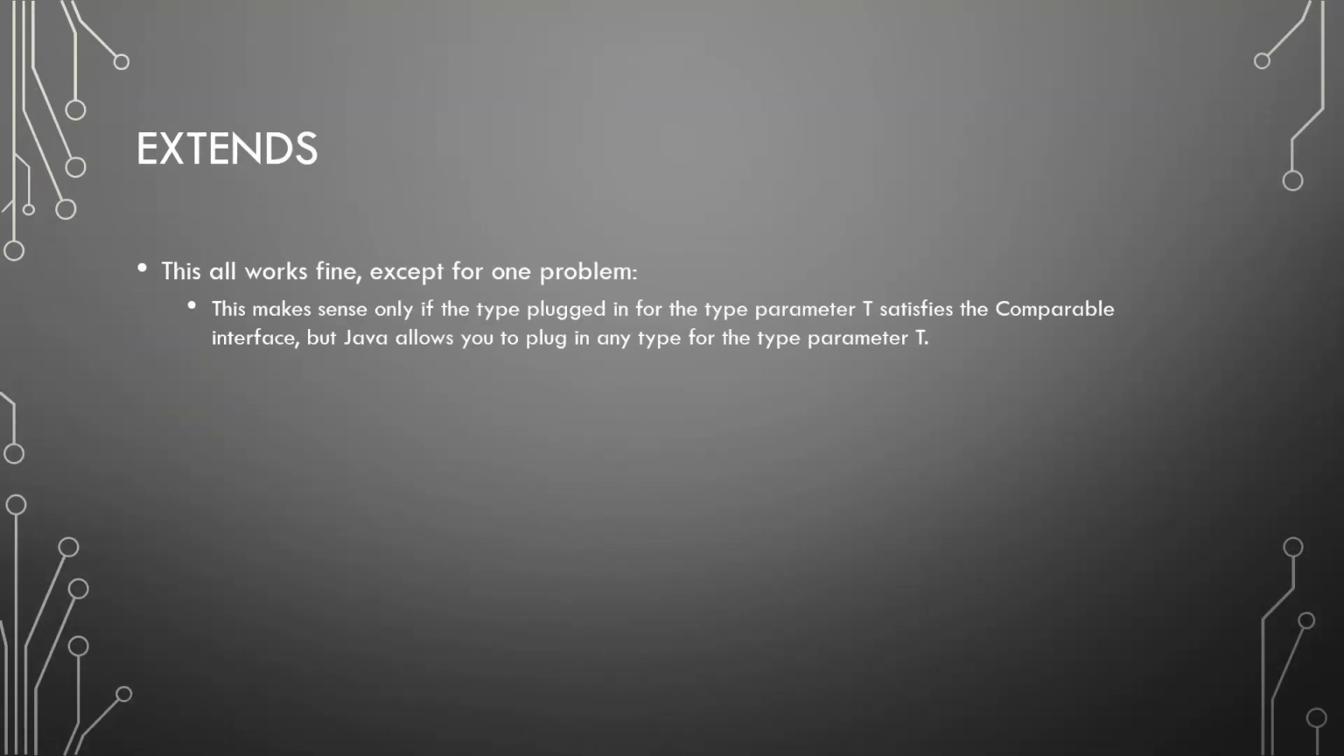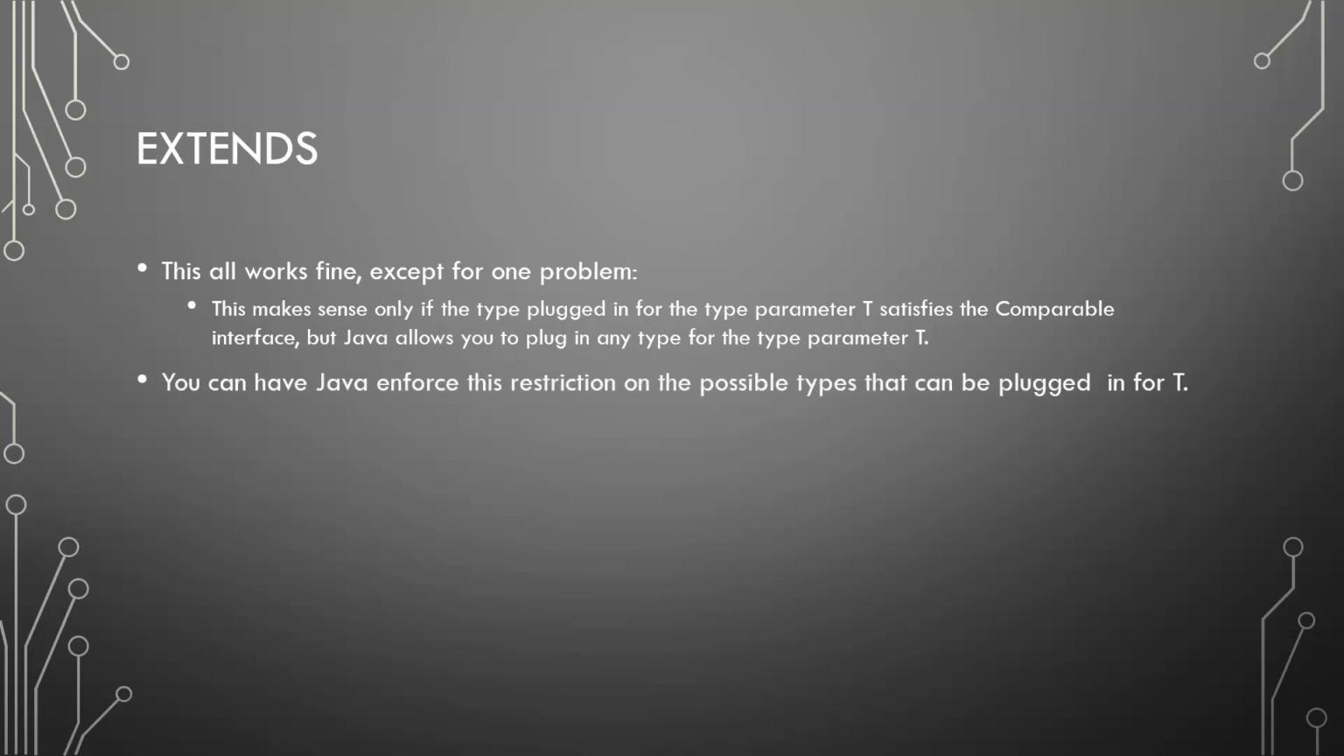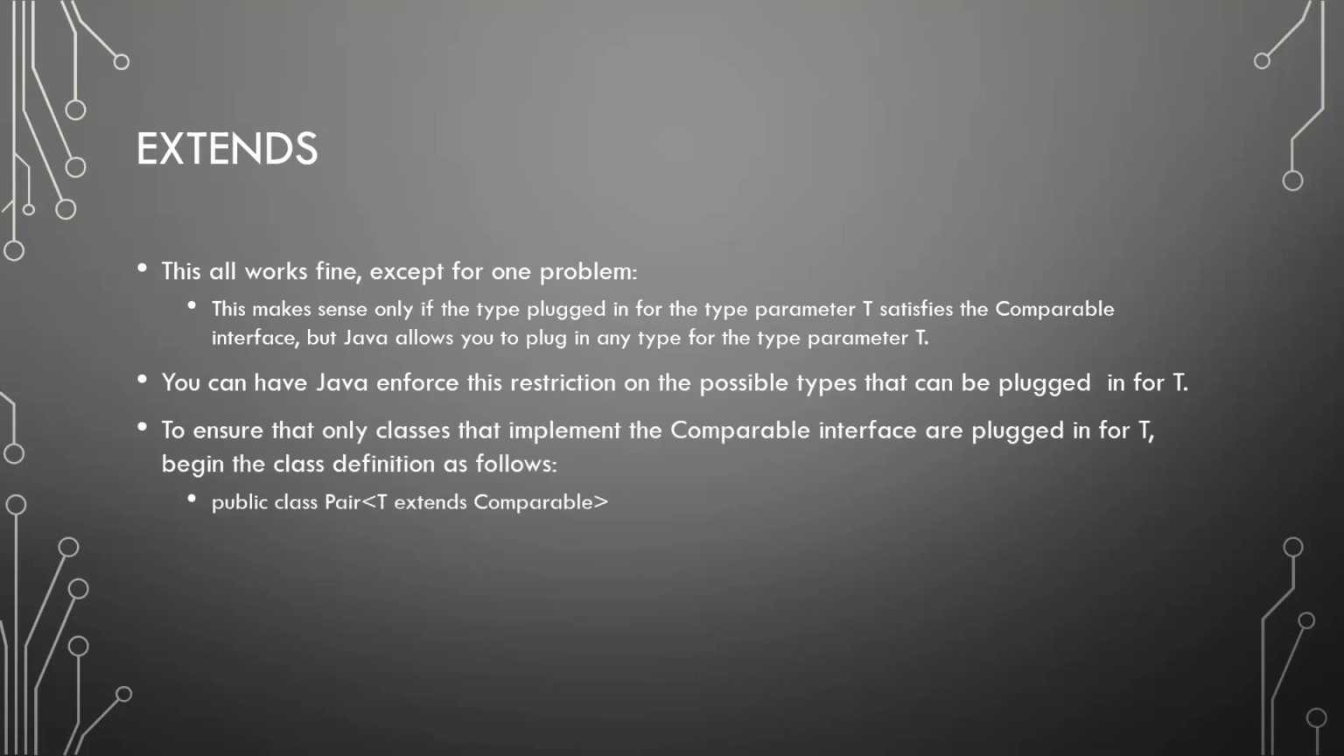Well, this works great, except for one really big problem. This only makes sense if the type plugged in for the type parameter T satisfies the Comparable interface, but Java allows you to plug in any type for the type parameter T. Now, you can have Java enforce a restriction on the possible types that can be plugged in for T. To ensure that only classes that implement the Comparable interface are plugged in for T, begin your class definition as follows: public class Pair<T extends Comparable>.